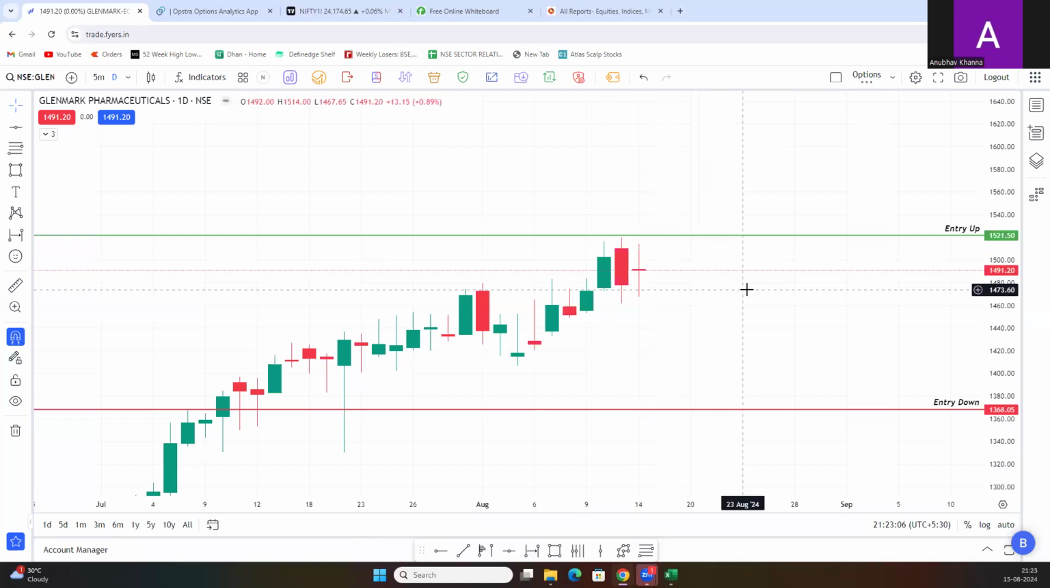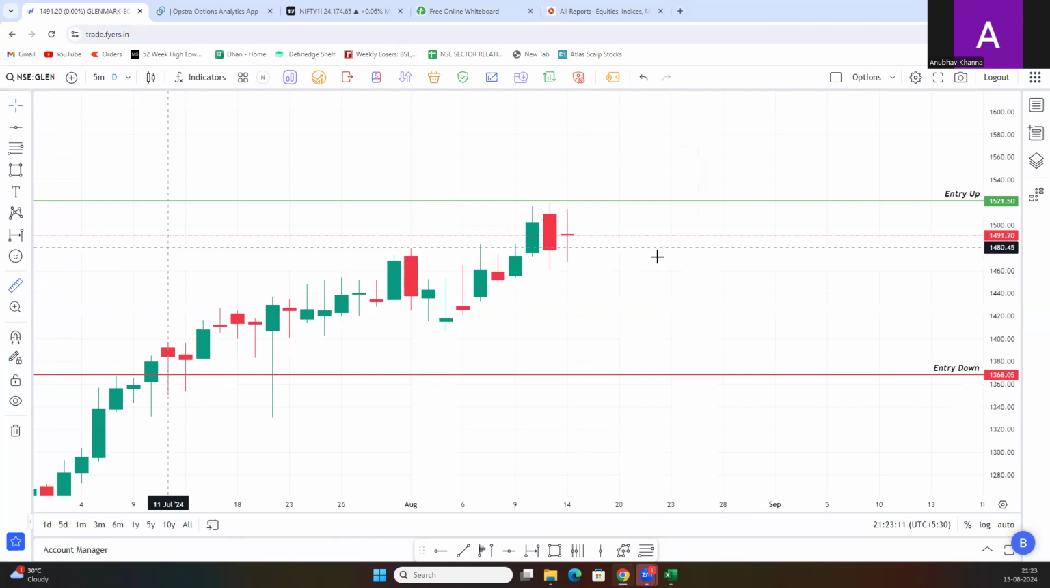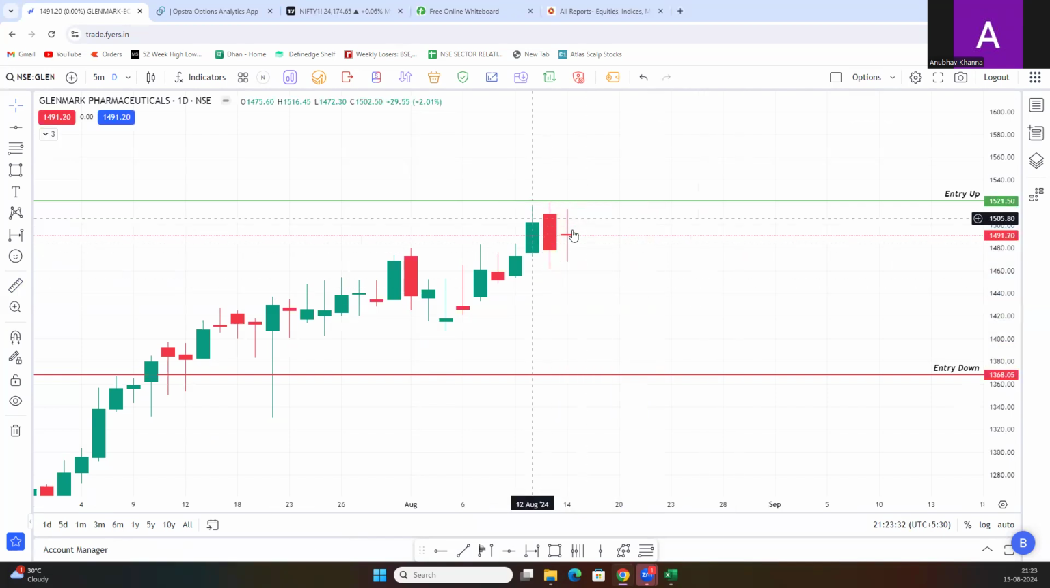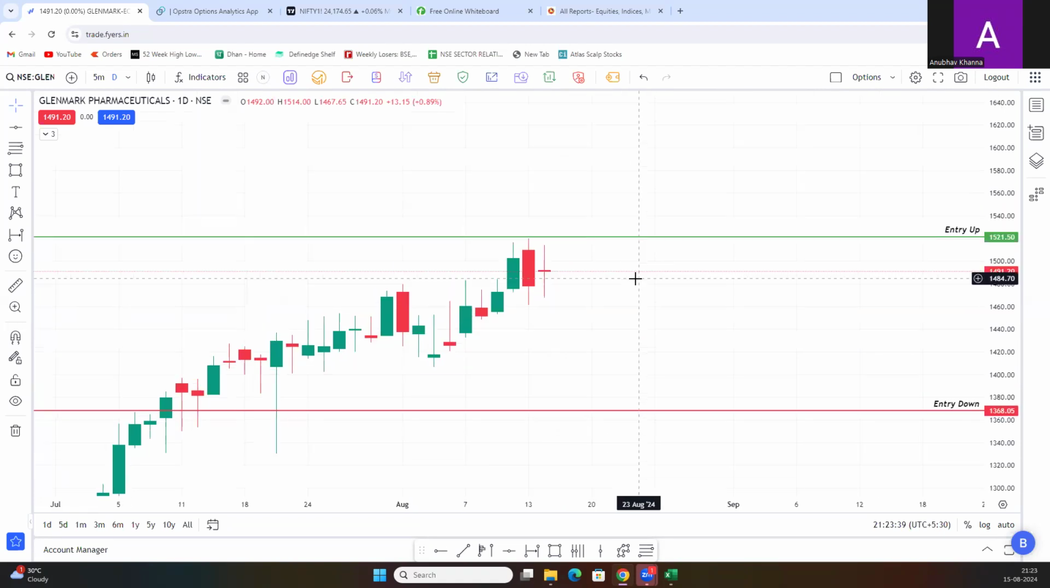So the probability is that you can take a reversal trade in intraday, but do not create a swing trade for reversal, like from here till here, because you never know from which point it can reverse and start going back again to the upside. What this scenario shows is that the stock is in good upside momentum. It has reached this point. Now the probability says that it should break upside and go up.